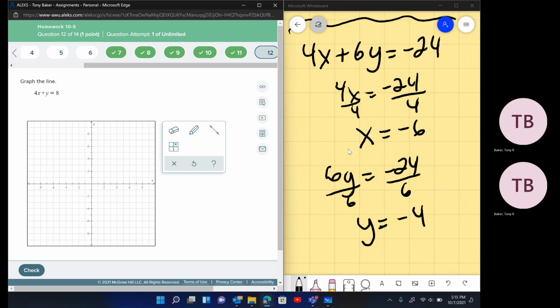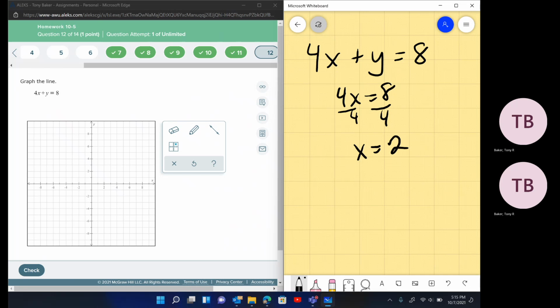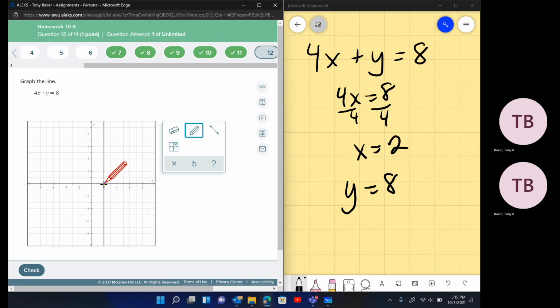All right, so now this is the one I'm going to show you 2 different ways to graph. So let's graph it with the x and y-intercepts first. So if I'm going to do the x and y-intercepts, I have 4x equals 8. So divide by 4. So x equals 2. And then I have y equals 8, because then I don't have to do anything for that one. So we can graph my 2 points. X equals 2, y equals 8. Connect my points and graph it.